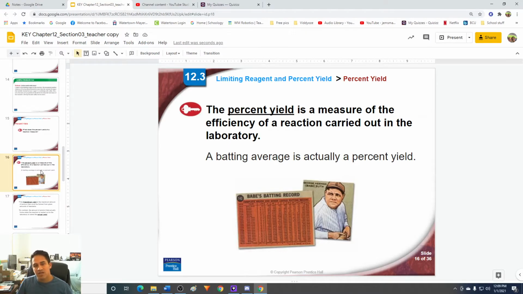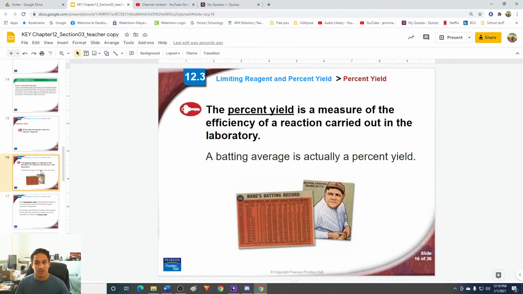Percent yield is a measure of the efficiency of your chemical reaction when you carry it out in a laboratory. A batting average is a percent yield, which is basically like out of how many times you're up at bat, how many times you're actually hitting the ball.